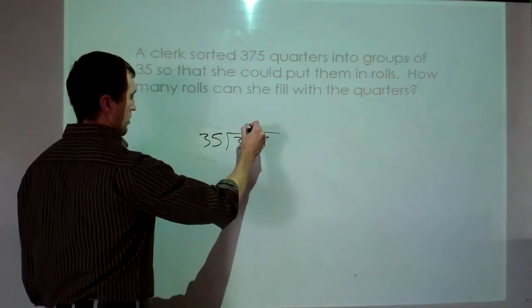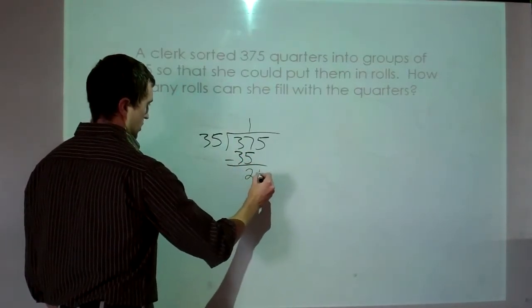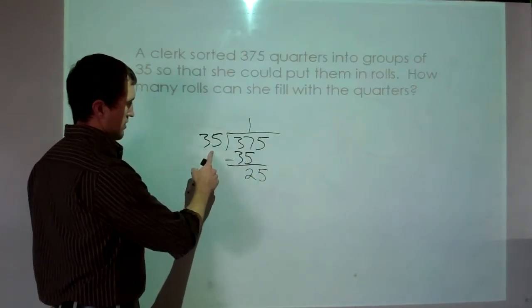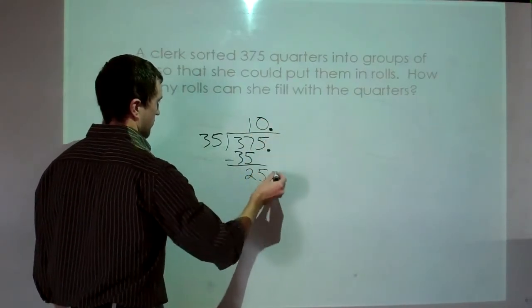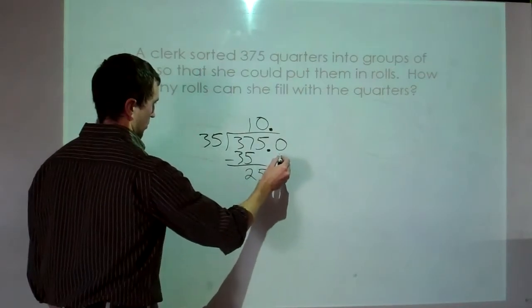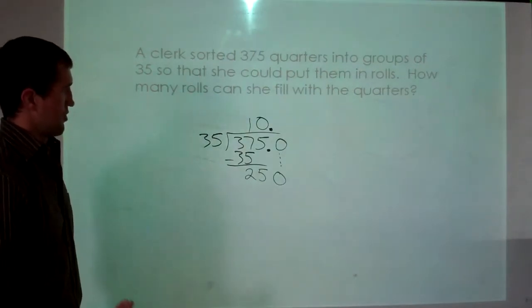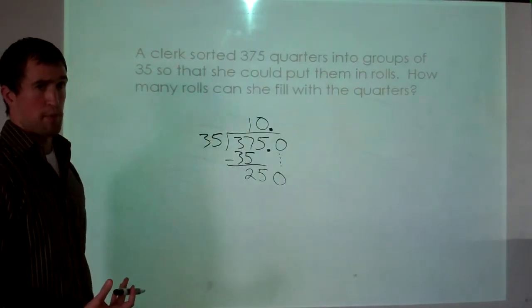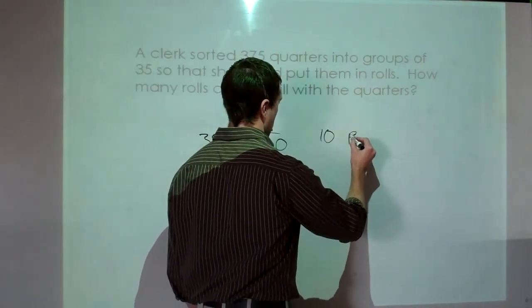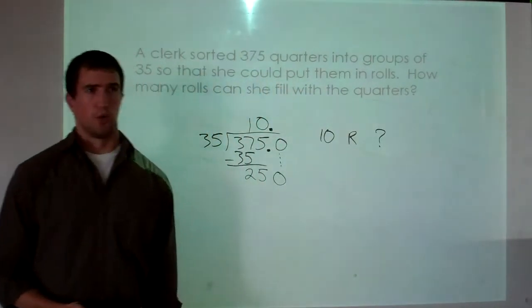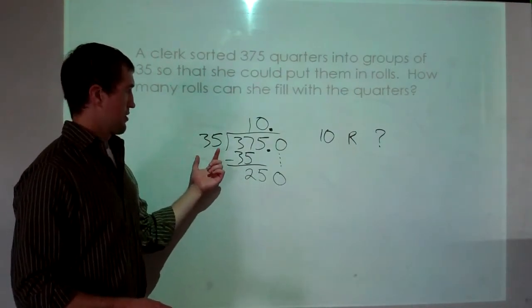How many of those go into 375? 35 goes into 37 once. We do our subtraction, 25. 35 does not go into 25, so we put a 0 and a decimal. And we'll drop this down. 35 goes into 250 a certain amount of times. I'm not sure off the top of my head, but we will get a remainder. So here's the big thing. 10, remainder, something. So we know that at this point we can fill up 10 rolls of 35 quarters.